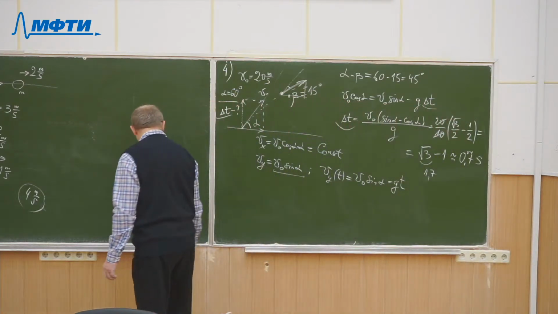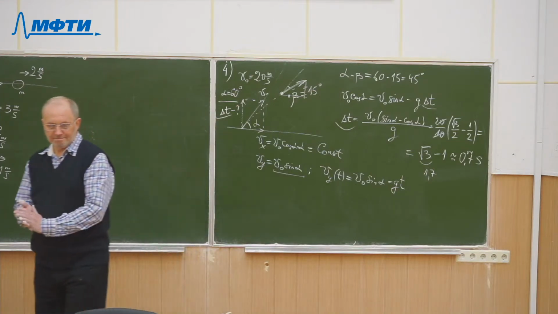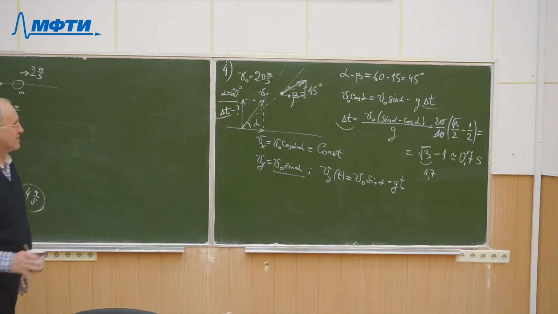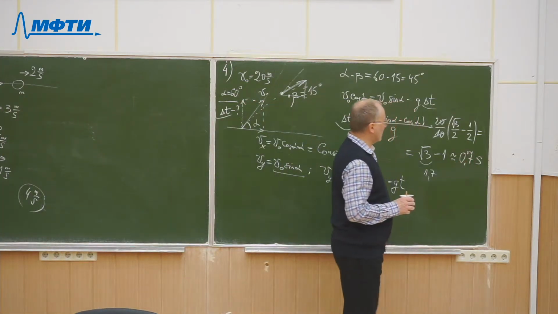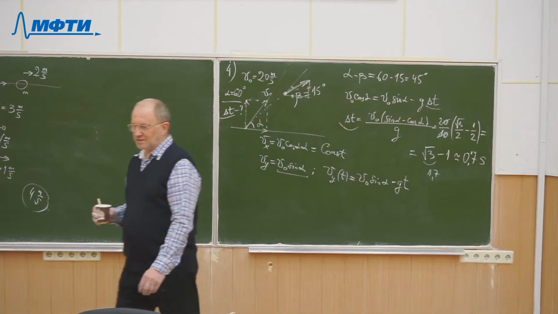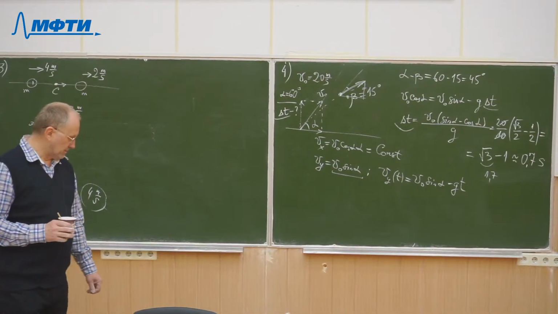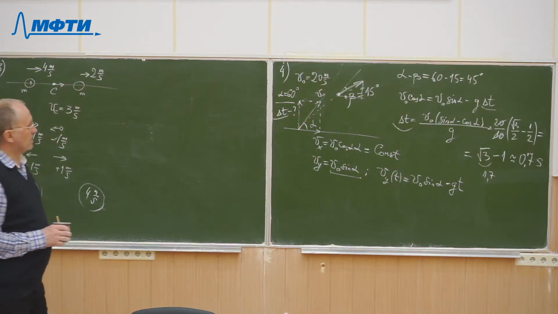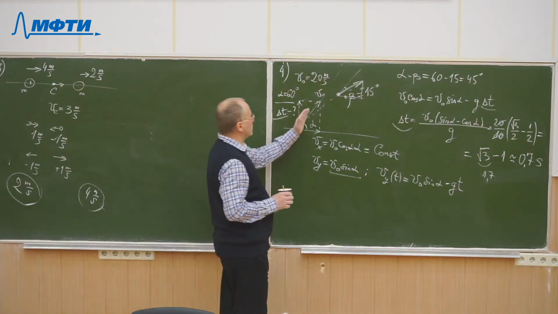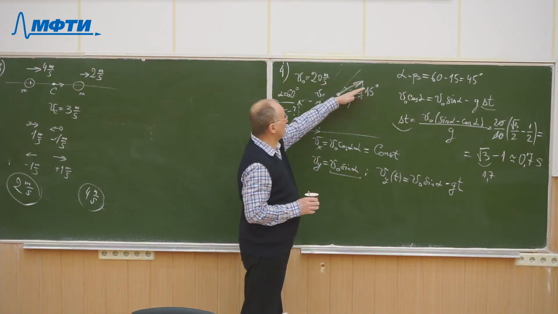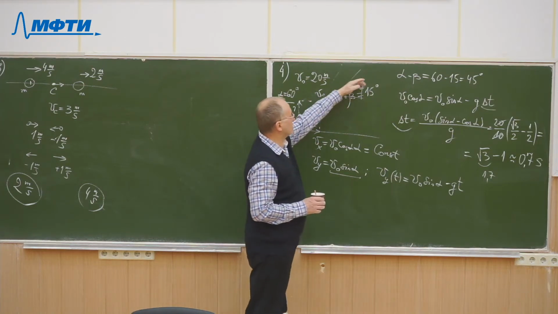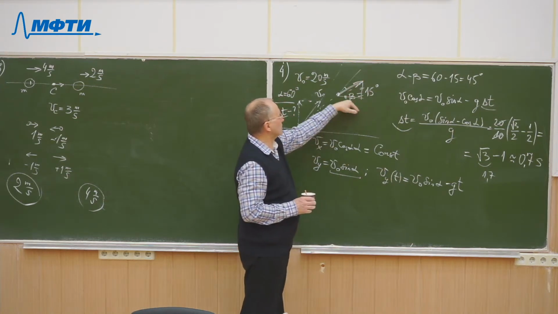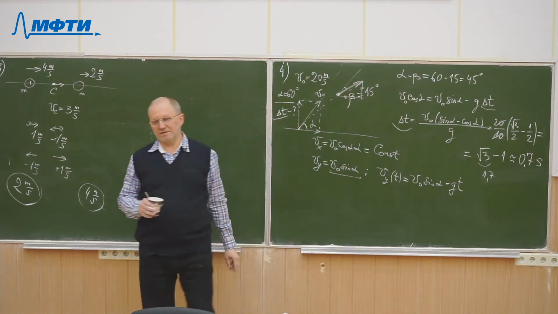That's the final answer to this problem. In 0.7 seconds, less than 1 second, the vector of velocity of this stone will turn by an angle of 15 degrees. And from the original 60 degrees, it will fly in the direction of 45 degrees to the horizon in just less than a second.